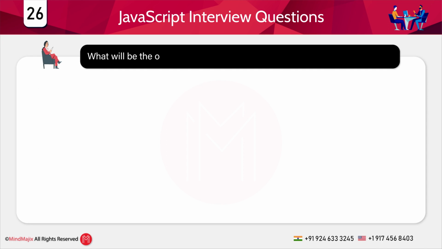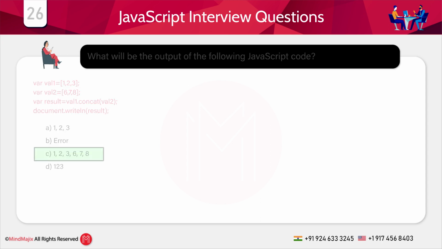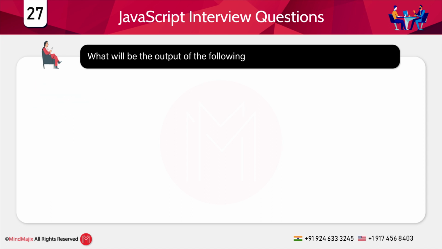Now, what will be the output of the following JavaScript code? val1 equals 1, 2, 3; val2 equals 6, 7, 8. So two arrays are created, val1 and val2. Then result equals val1.concat(val2). So it's a concat operation. Two arrays get combined, so it gives the output 1, 2, 3, 6, 7, 8. We know that the concat method is a built-in method used to combine the values of two arrays.